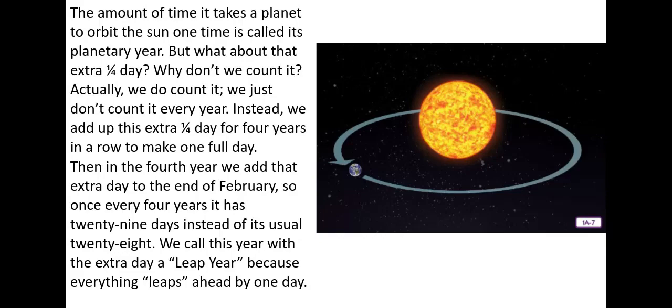Instead, we add up this extra 1/4 day for 4 years in a row to make one full day. So that would be 4/4, which is equal to one whole. So one whole day. Then in the 4th year, we add that extra day to the end of February. So once every 4 years, it has 29 days instead of its usual 28. We call this year with the extra day a leap year because everything leaps ahead by one day.